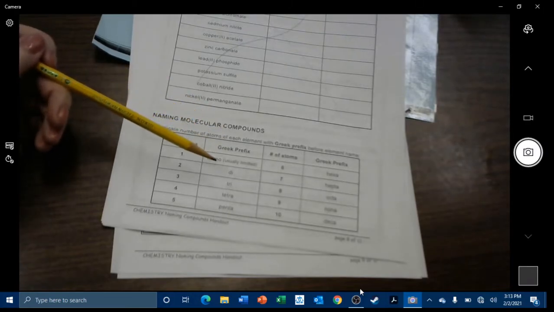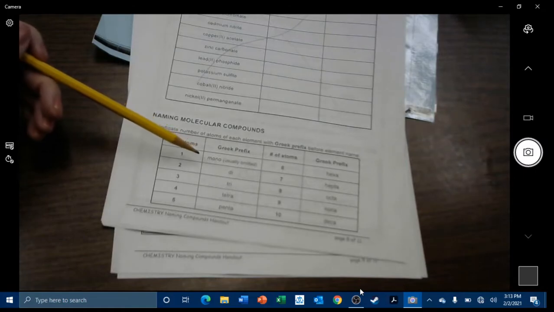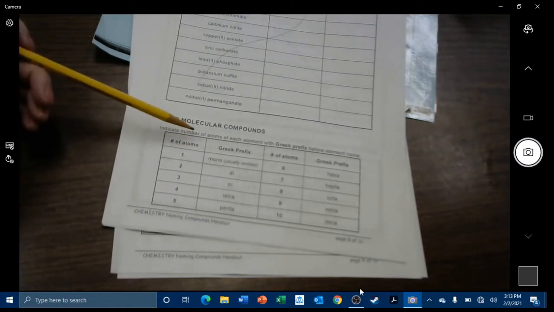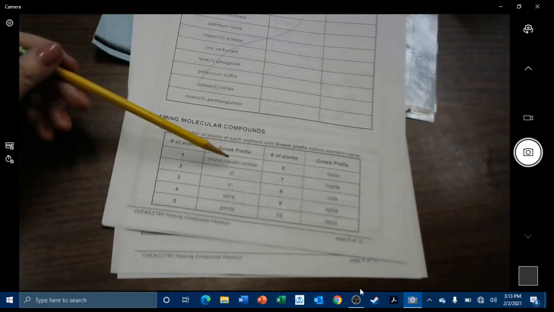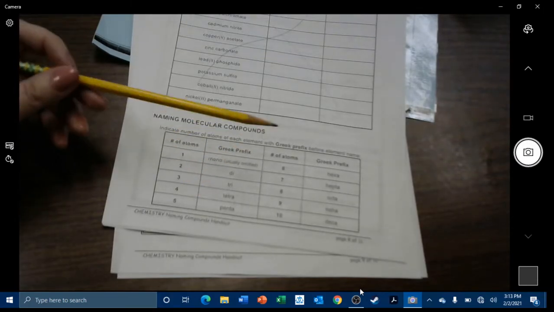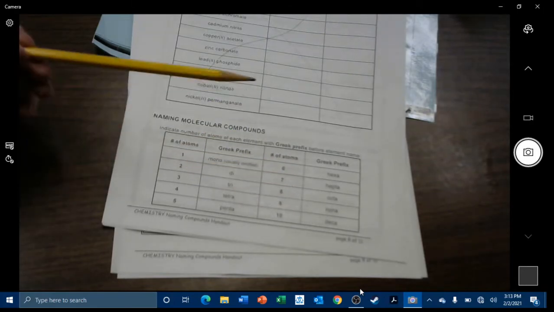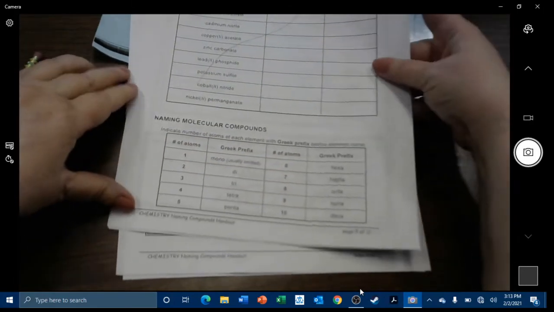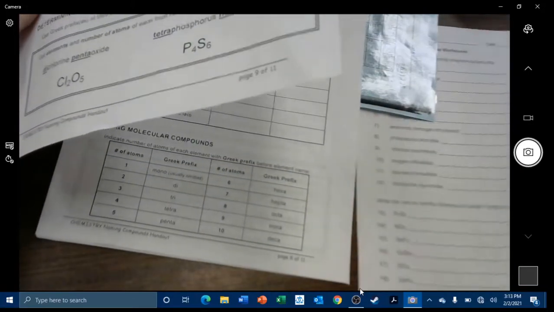Remember, these are not ions, so they don't have any charges. These are just regular old compounds. So when we are looking at the names of a compound, we're going to look at how many atoms of each there are in there, and then we're going to use these prefixes to name them. I'm going to show you some examples.